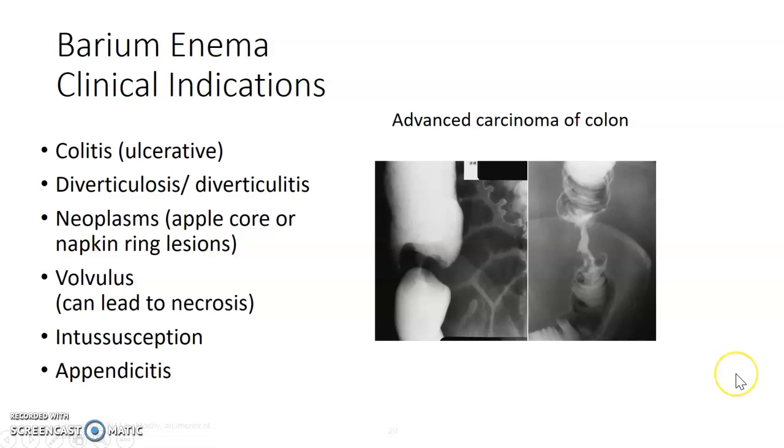All right, so some clinical indications for having a barium enema will be colitis, could be ulcerative, diverticulosis, diverticulitis. Make sure you research those 2 terms because they mean different things, and those will be on your boards, most likely, okay? Neoplasms. The one we see most often in BE is the apple core, or they might call it a napkin ring lesion right here. See, it kind of looks like an apple core here.